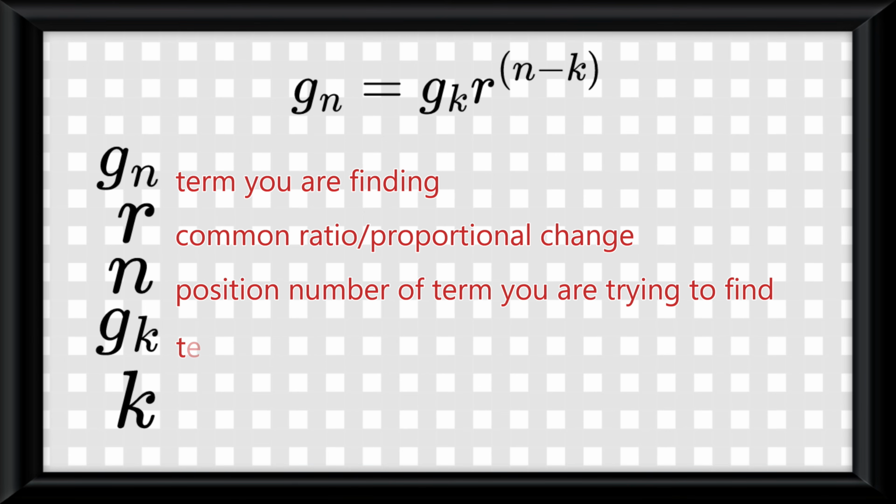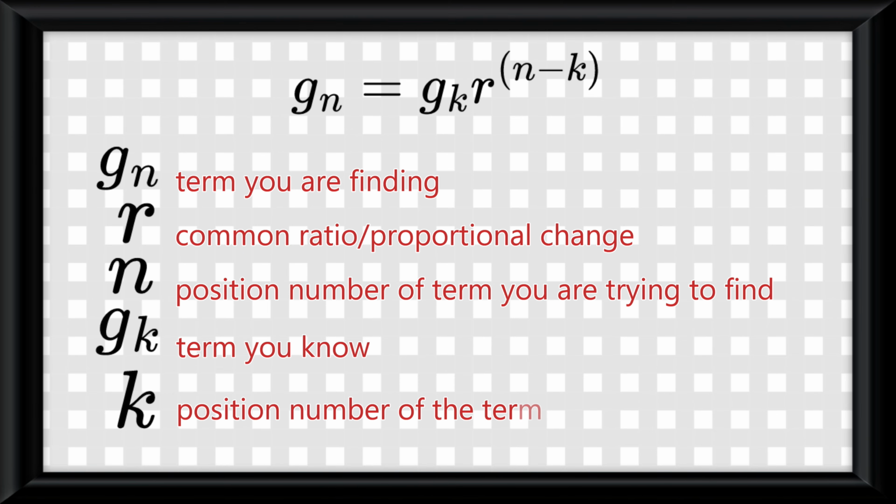But again, if you don't know the first term, we have another equation. g sub n equals g sub k multiplied by r to the power of n minus k, where g sub k is the term you know, and k is the position number of the term you know.